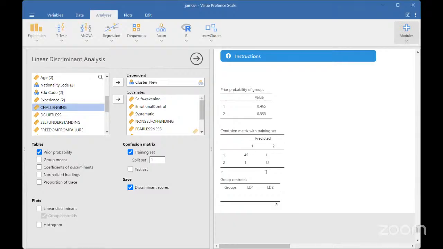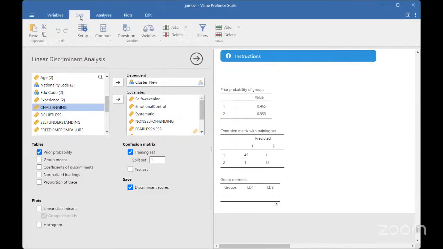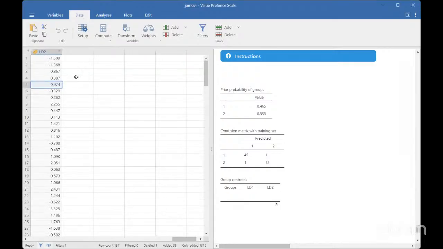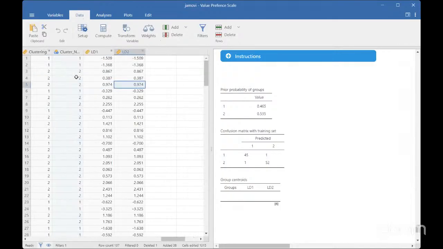Now, Ashmita, you click the data. Now go to the last one. Yes, this is the LD1 and LD2. This is the discriminant score. So based upon that discriminant score, you can identify.